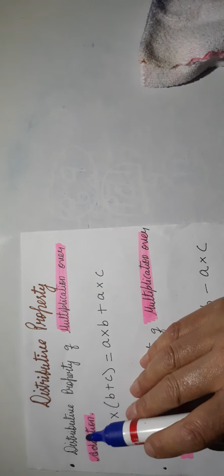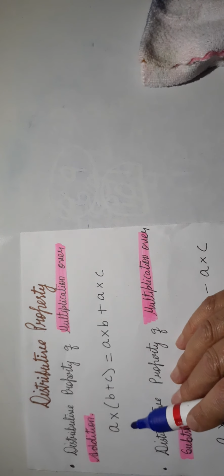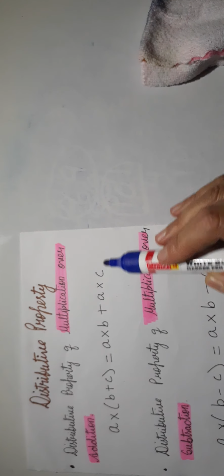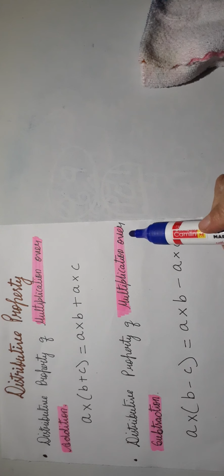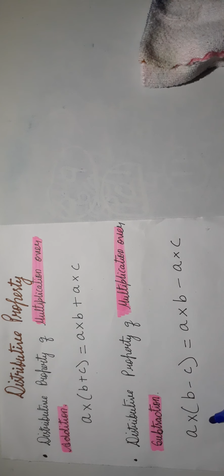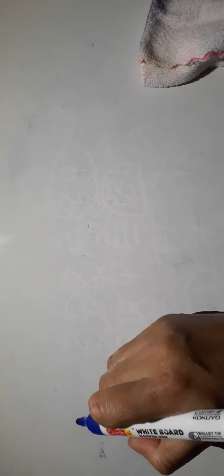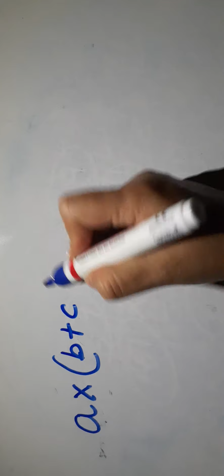Distributive property. Distributive property of multiplication over addition. Here we have A multiplied by (B plus C) equals A multiplied by B plus A multiplied by C. Distributive property of multiplication over subtraction: A multiplied by (B minus C) equals A multiplied by B minus A multiplied by C. What is this distributive property? See here, A is multiplied, inside the bracket I have B plus C.